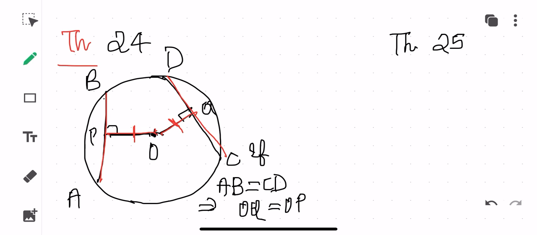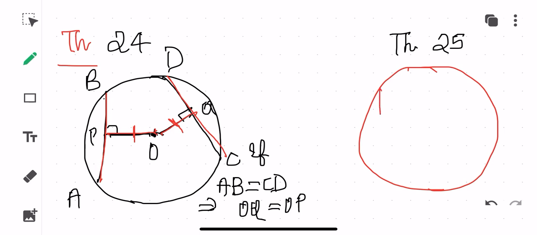So this is what this theorem says, and then we'll be moving to the next part, children, that is theorem number 25, which says just the converse. So now you could have imagined what the converse is, children. It says that if there are two chords and if the distance of both the chords from the center are equal, then these two chords are equal to each other.